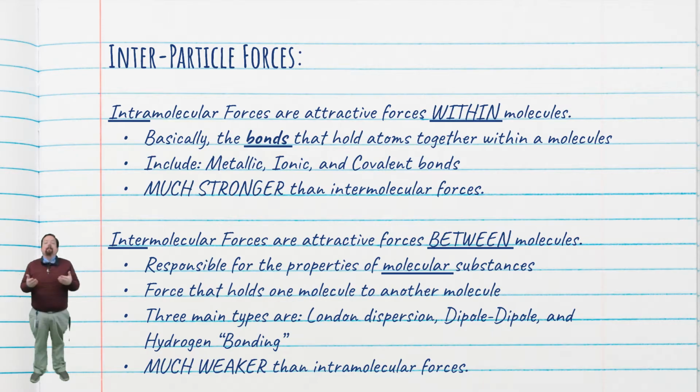They're just chemical bonds. As you know, there are three types of bonds: metallic, ionic, and covalent. All three of these are incredibly strong and take a lot of energy to break apart. You can think of them like really strong magnets.